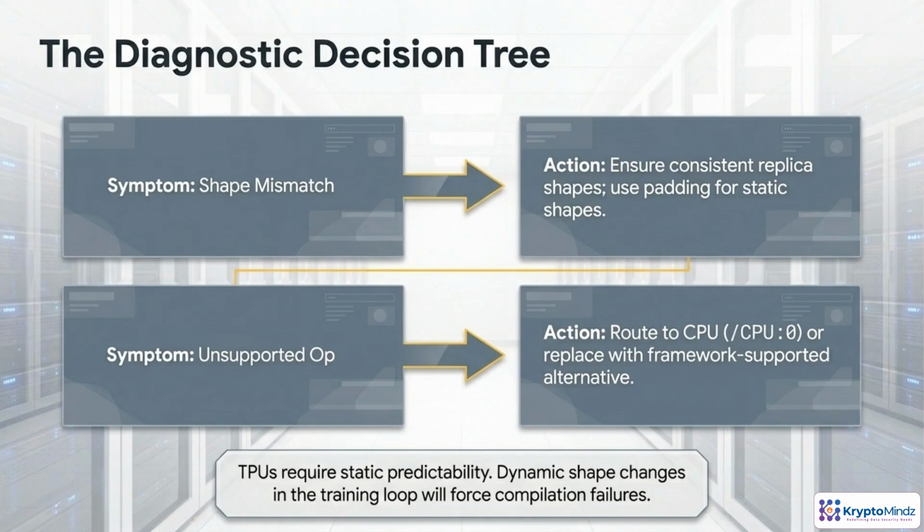When TPU jobs fail at compile or runtime, diagnose them by symptom. Shape mismatch errors usually mean the TPU graph lost its static predictability. Ensure all replicas use identical shapes and rely on padding or masking instead of allowing dimensions to vary. Unsupported ops are the other common issue. In that case, explicitly place that part of the computation on the CPU or replace it with a TPU-friendly layer. Overall, aim for static shapes and operations that stay within the TPU's supported set.